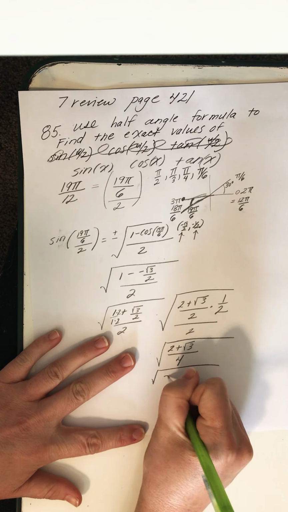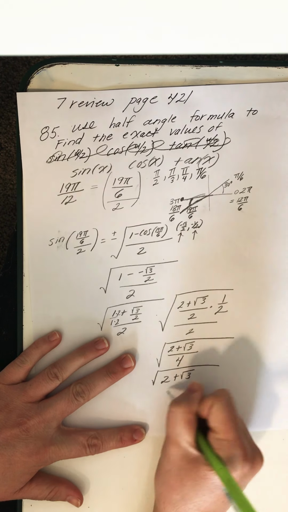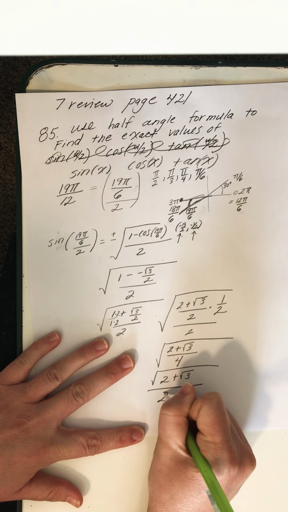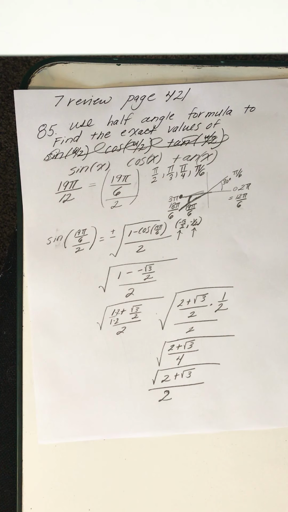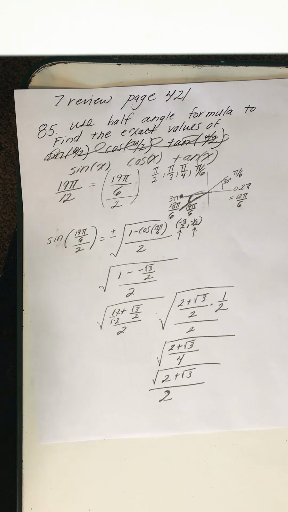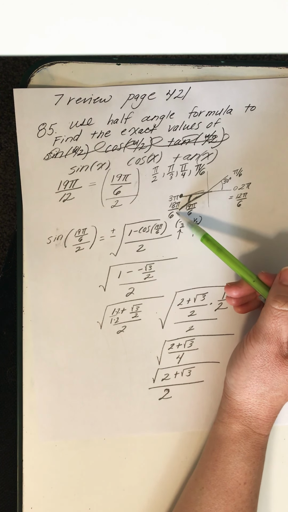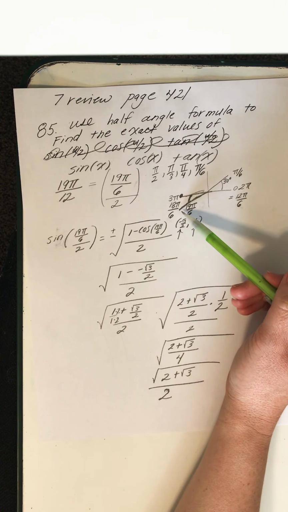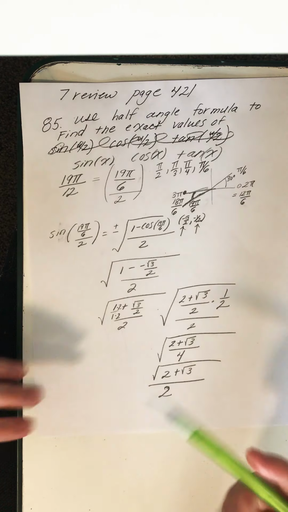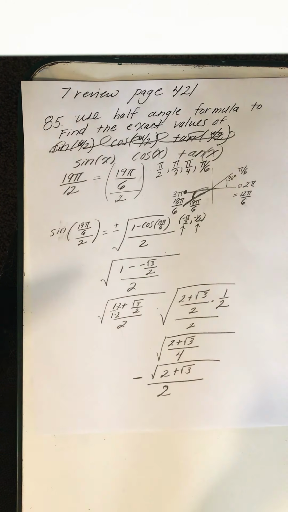So on top we'd have the square root of 2 plus the square root of 3 all over 2. That would be the exact value for sine. And then let's see here. Should it be plus or minus? So in my mind, if we're in this quadrant here, we're trying to find this exact value, the sign is going to be negative. So I'm thinking we're going to throw a negative in front. So yes, that's what that would be here.